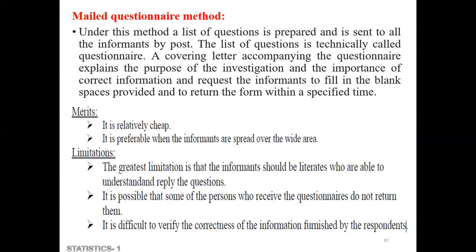So what are the limitations? The greatest limitation is that the informant should be literate, able to understand the questions and give a proper reply to it. It is possible that some of the persons who receive the questionnaire do not return them. That means they may not find time or may not show interest to give the answer and return it back to the researcher. It is very difficult to verify the correctness of information furnished by the respondents. There is no guarantee that the respondents are going to answer it. Somebody may answer on behalf of the respondent. Therefore, the accuracy aspect is questionable.